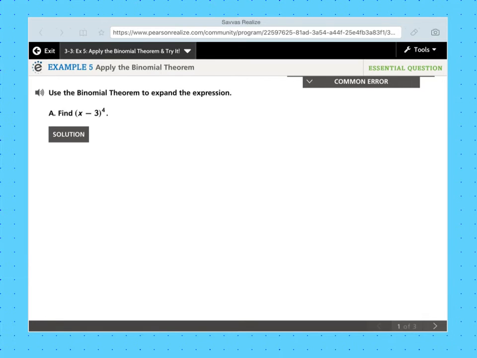Use the binomial theorem to expand the expression. In this case, it specifically says that we have to use the binomial theorem, so you know that Pascal's triangle comes into play. So let's see. Binomial theorem: the first term, I have x. The second term, I'm going to call it a. The second term, notice that I have -3. Be careful with that, okay?